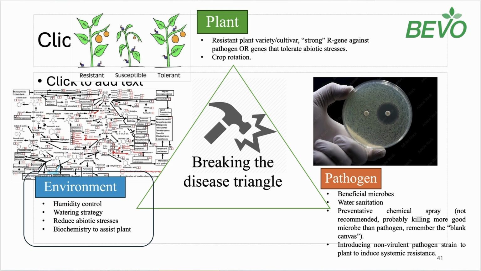The main aim is to reduce abiotic stresses as much as possible, because the more stress the plant gets, the more easily the pathogen is going to attack it. Also, biochemistry to assist the plant. Two products in my mind at the moment are EcoShield and Silamo. Both of them have the effect of strengthening the cell wall.